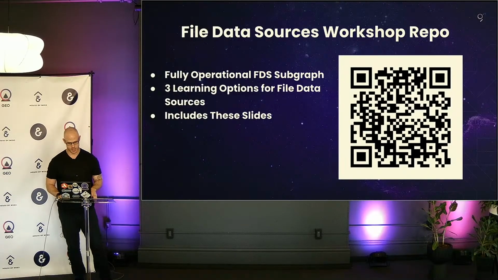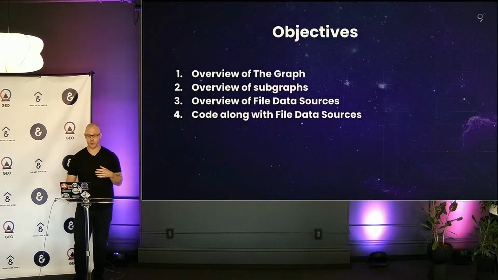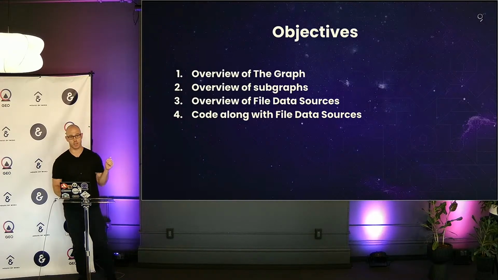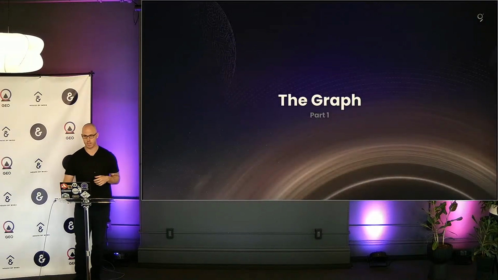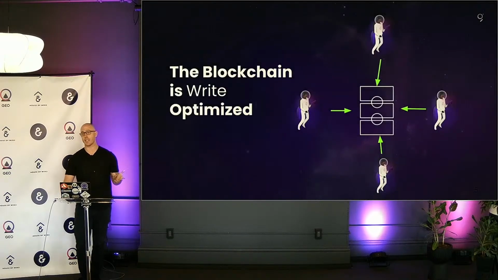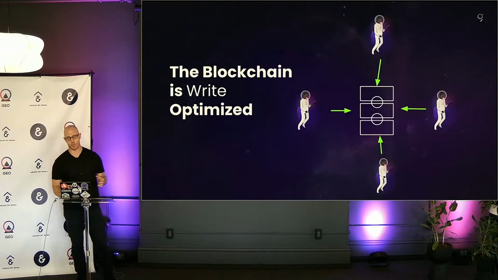Awesome, cool. So what we're going to do, like I said in the beginning, is go through an overview of The Graph, relatively quickly. Also an overview of what subgraphs are, and then really the meat of this is file data sources. We're going to get into this and go through the code, and what this means for you. And then that's it.